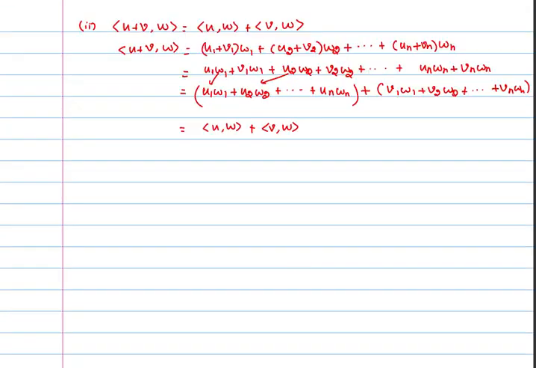What about the third condition? The third condition is quite obvious. That is some scalar C times u comma v.